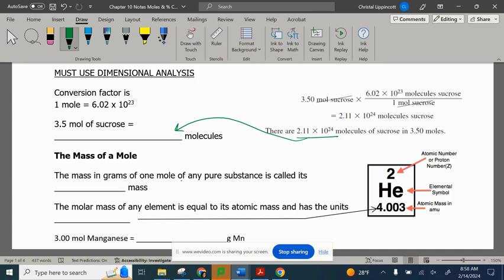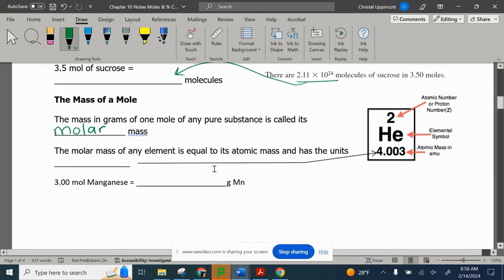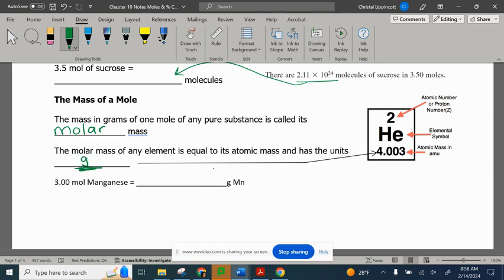All right. This is also called the molar mass. Like your molar teeth in your mouth. Molar. Spelled the same way. The molar mass of any element, its atomic mass, has the units on the periodic table. It's going to be in grams per mole.